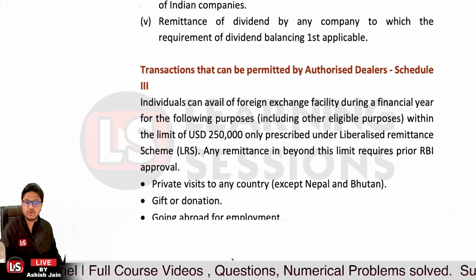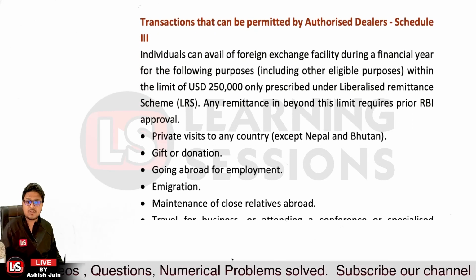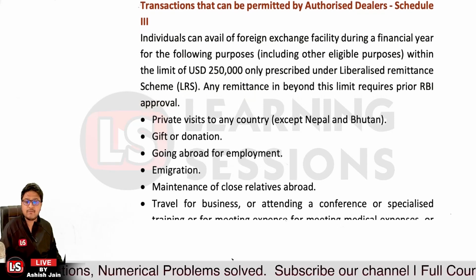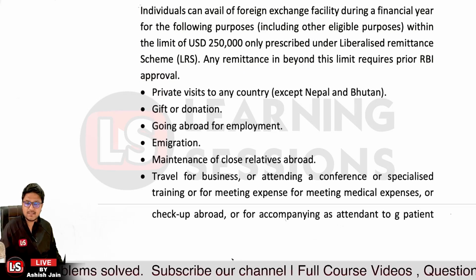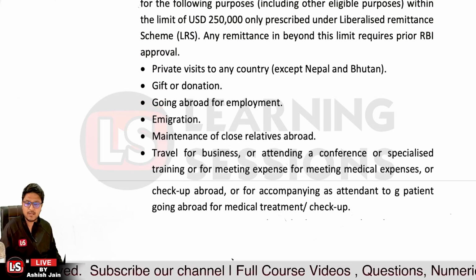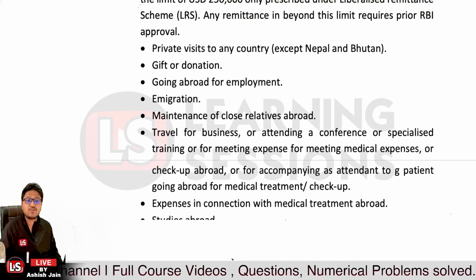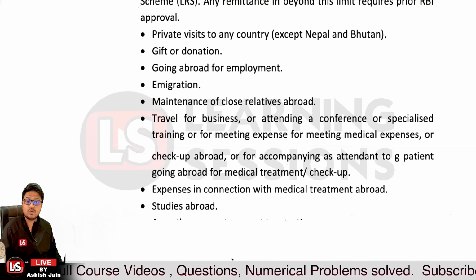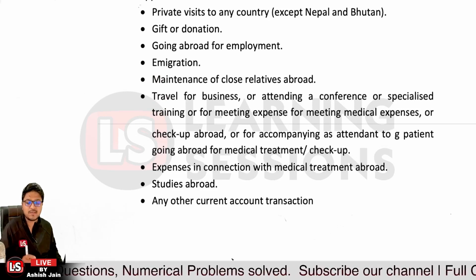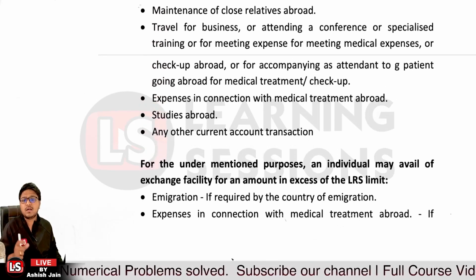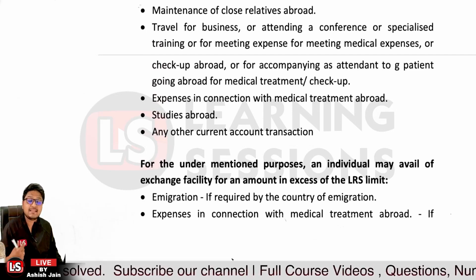And further, if you want to gift or donate, if you're going abroad for employment or immigration purposes, if you're going to pay maintenance costs to close relatives, if you're traveling for business purposes, attending a conference or specialized training, or for medical expenses, you can remit the amount under this limit of 250,000 USD per financial year. Also, expenses in connection with medical treatment abroad, studying abroad, or any other current account transaction are allowed up to this specified limit.